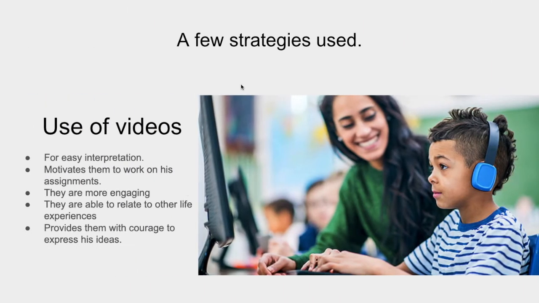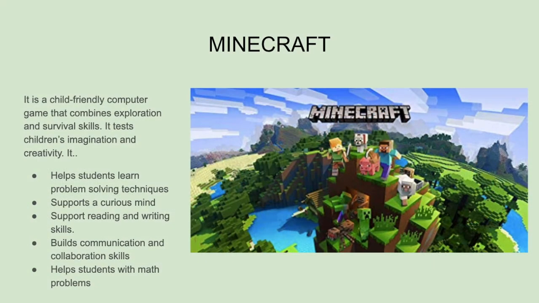And we have gone ahead to use different strategies. While other students are able to sit, read, comprehend and write, some of my students are not able to do that. So they could be having the same content, but instead of reading, we are going to use a video. Why? Because videos are easily interpreted. It motivates them to work on their assignments. They are more engaging. They are able to relate to their own experiences, and then they are able to express their ideas. So once we go back in class, having watched the video outside, they feel part of the class. They are able to share what they have understood out of the video.